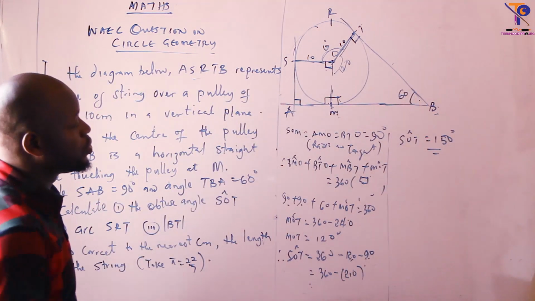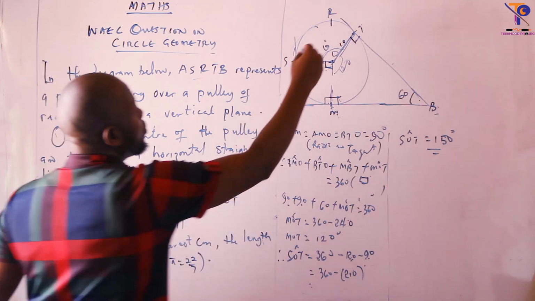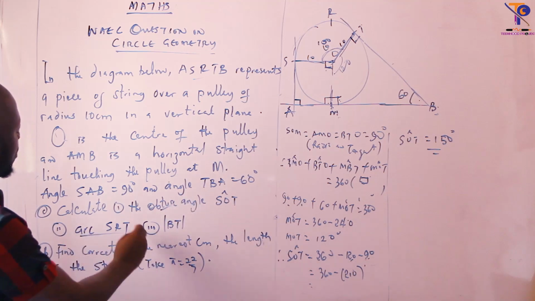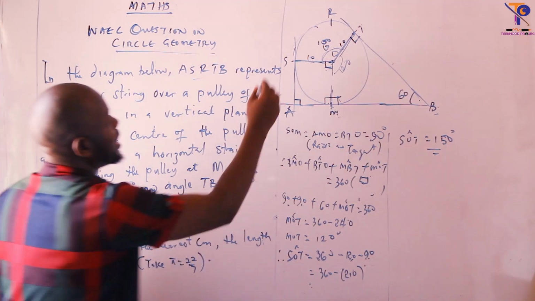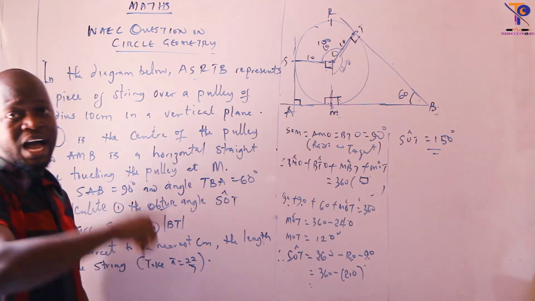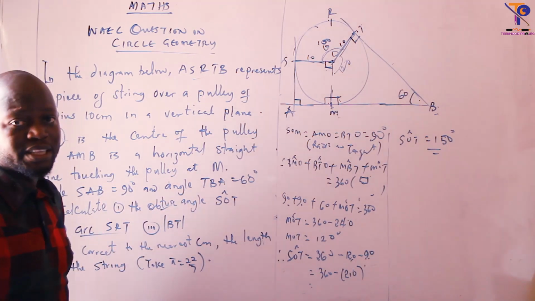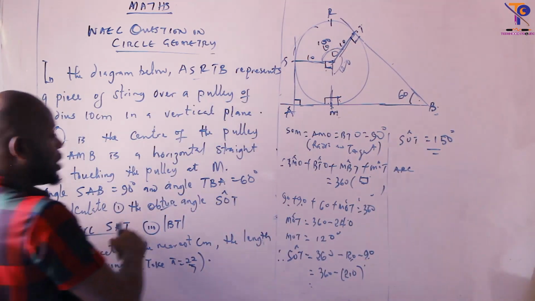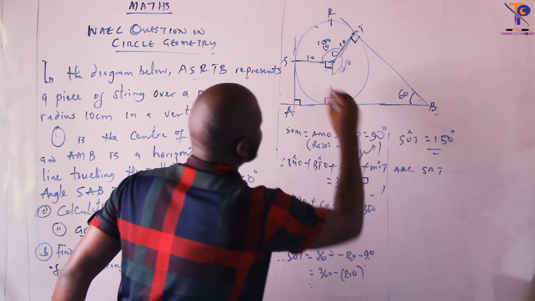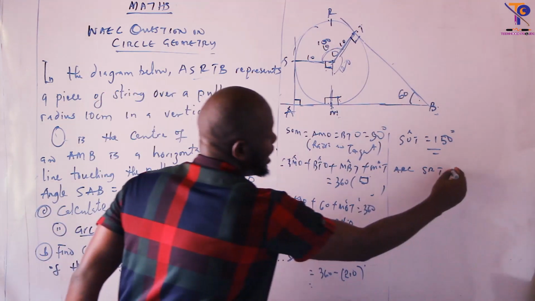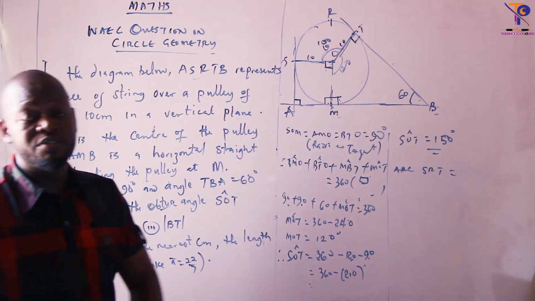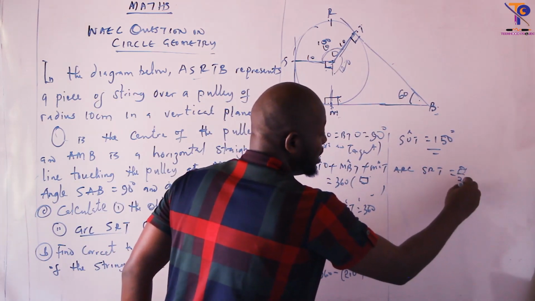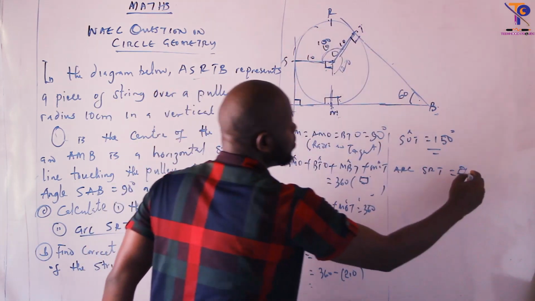So once we have SOT fixed, we have SOT to be 150. So we can go for our arc SRT, and the length of an arc. The formula for the length of an arc, that is arc SRT, definitely length of an arc, a fraction of the circumference, is theta over 360 times 2 pi r.